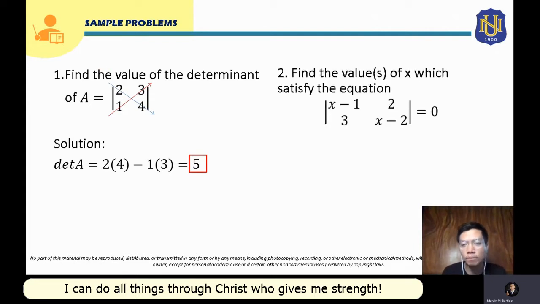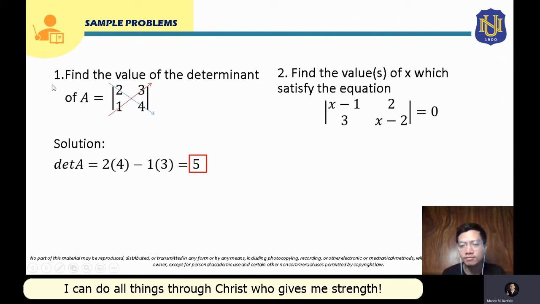Now we will proceed to number 2. So find the value or values of x which satisfy the equation. Okay, so we have here a 2 by 2 matrix, but in the elements of this 2 by 2 matrix, there is an unknown quantity which is x. Okay, and this is equated to 0.